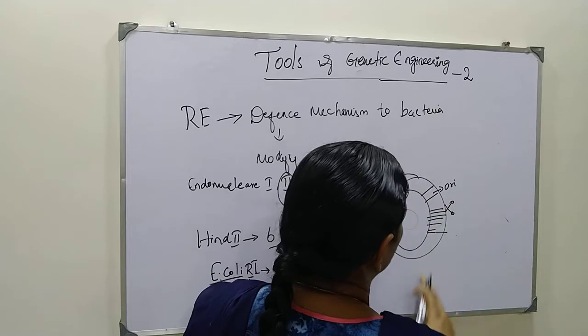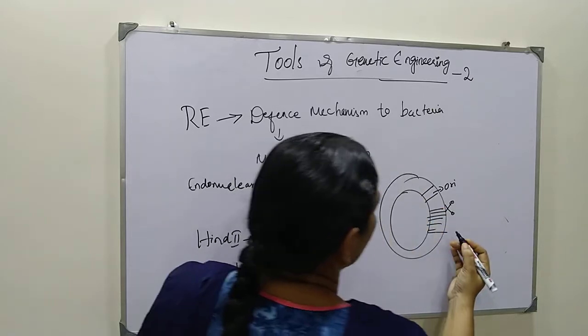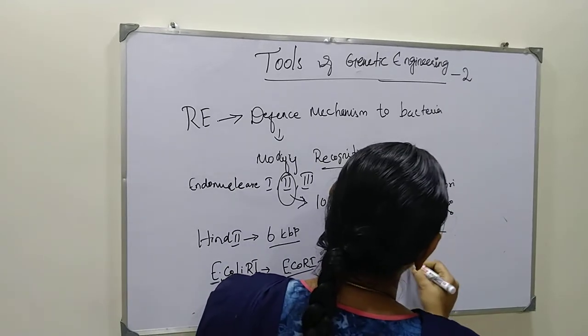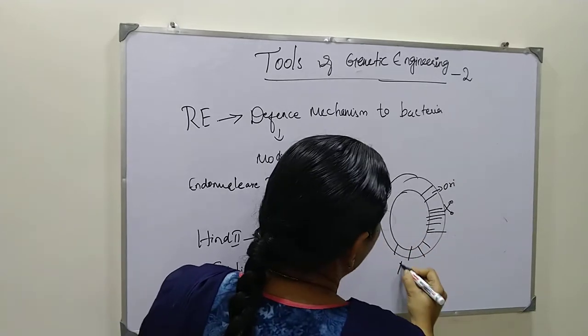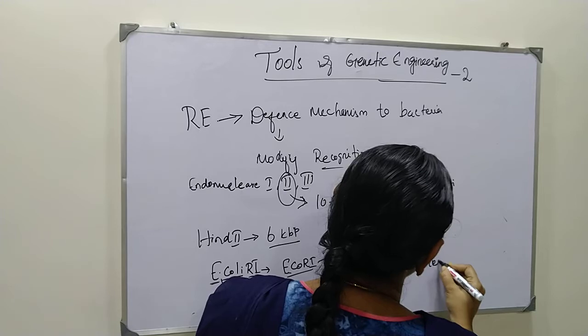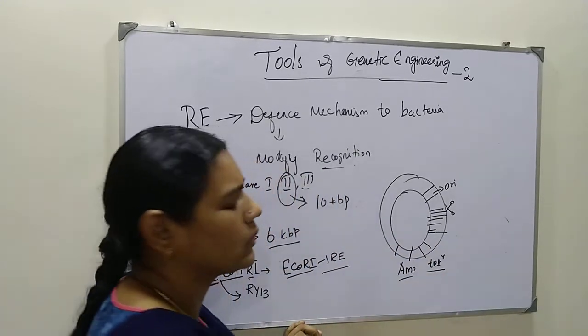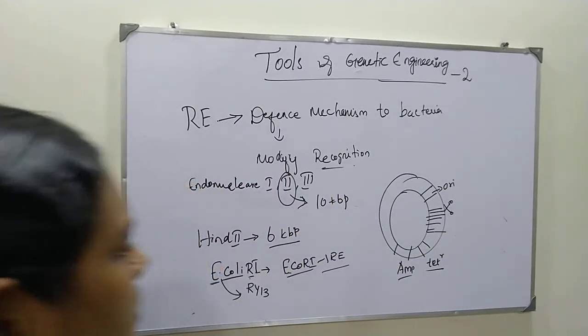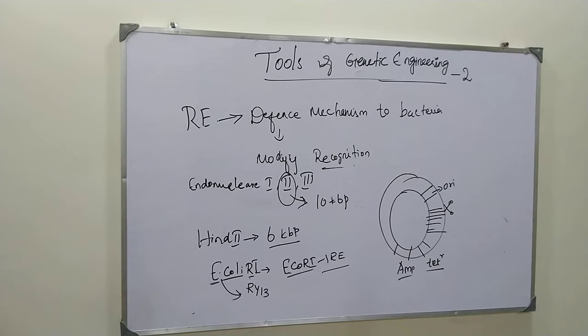Suppose this is an EcoRI plasmid. This is one plasmid, and along with the EcoRI enzyme site, it has two selectable markers, which are antibiotic resistance genes: an ampicillin resistant gene and a tetracycline resistant gene. I will explain this later.